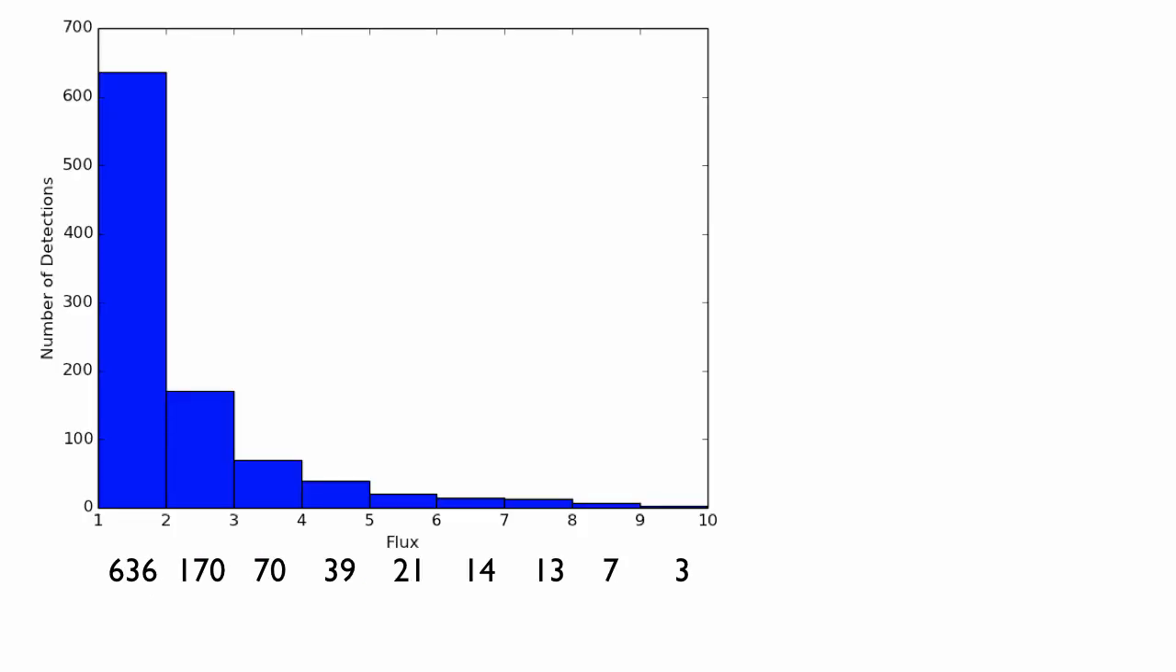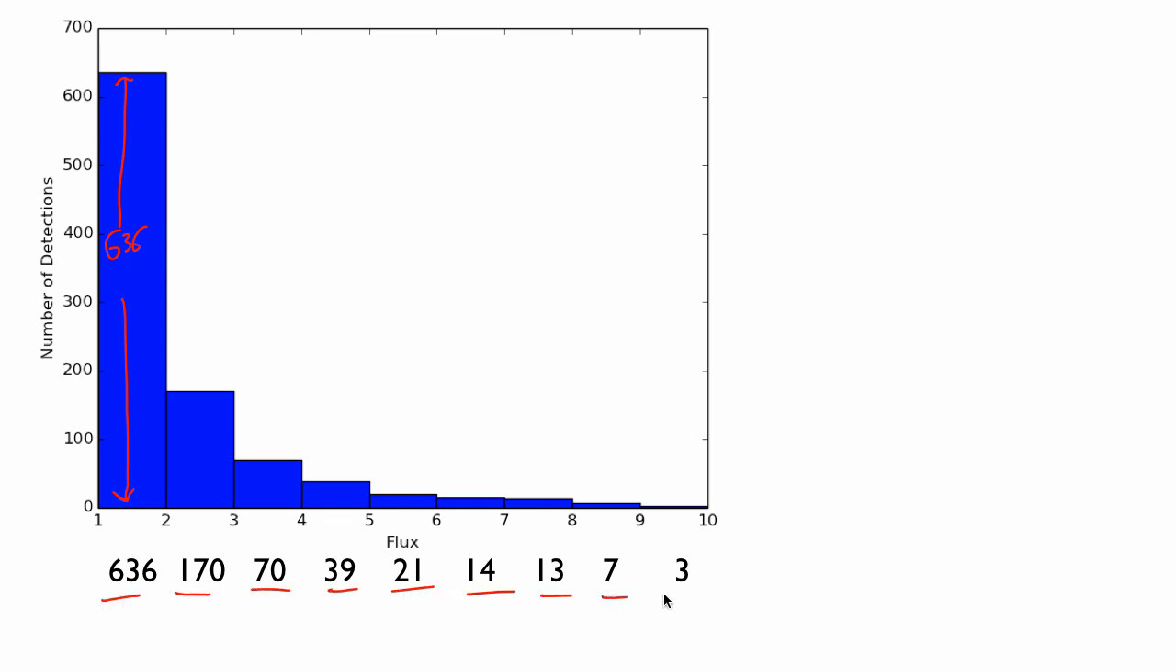And here, in fact, is that histogram. So it turns out there are 636 objects in this list of 1,000 with fluxes between 1 and 2. 170 with fluxes between 2 and 3, and so on. And what you can see is the brighter ones are rarer than the faint ones. So the ones that are faint, there are lots of them. The ones that are very bright, say more than 9 times the minimum flux, are much rarer. And here are the numbers in each of these bins.